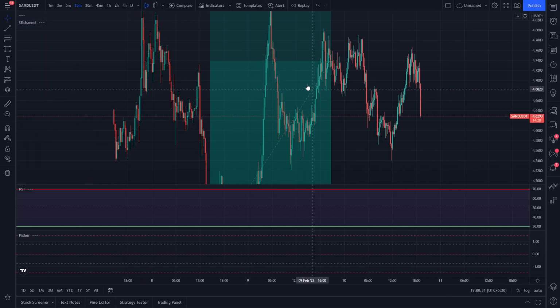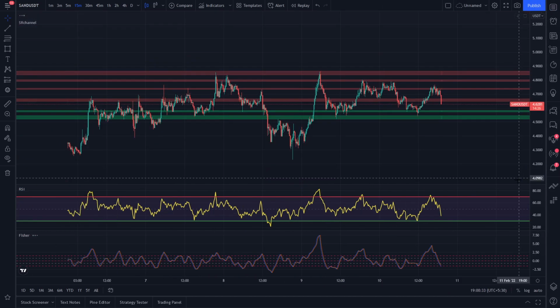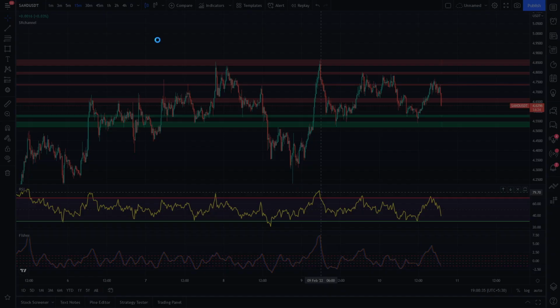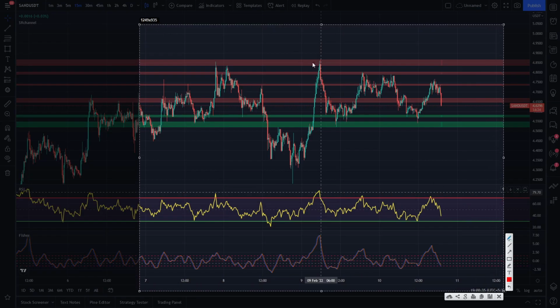Right now we are at SAND. Let's get off this thing. Okay. So for example, if you took this area, you see we hit the resistance. The RSI was overbought. The Fisher was overbought, and there is a cross in between, and immediately we fell down. Bam. Got it? It's that easy.